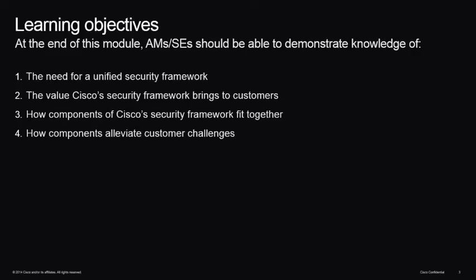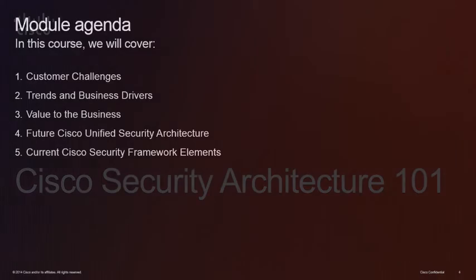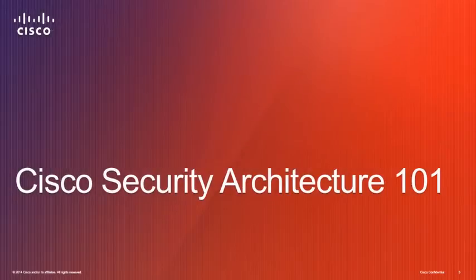At the end of this module, account managers and systems engineers should be able to demonstrate knowledge of the need for a unified security framework, the value Cisco's security framework brings to customers, how components of Cisco's security framework fit together, and how components alleviate customer challenges. In this course, we will cover customer challenges, trends and business drivers, value to the business, Cisco Unified Security Architecture Framework, and Cisco Security Framework elements. Cisco Security Architecture 101. This is Module 1 for both account managers and systems engineers.